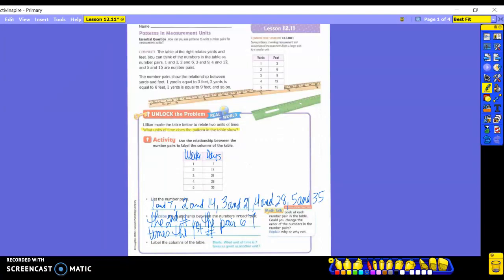If I do that, what do I have to make sure happens also? That the days also have to be moved around. You can't just move the weeks and then not move the days. You understand that they have to go together with the number pairs. So no matter where you're putting them, they still have to go together. Turn the page.